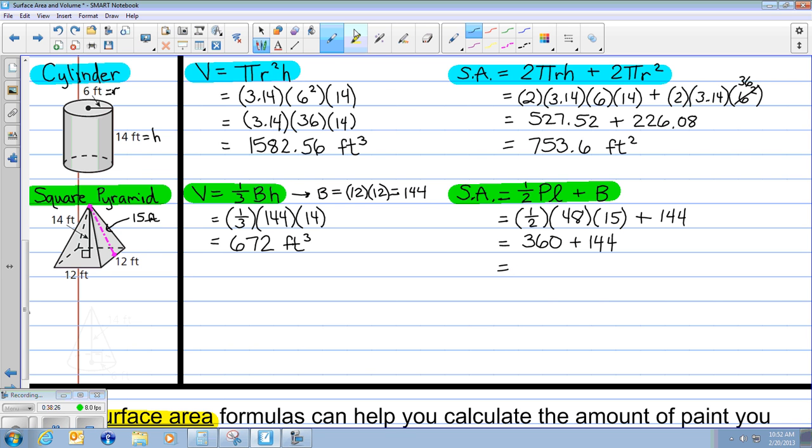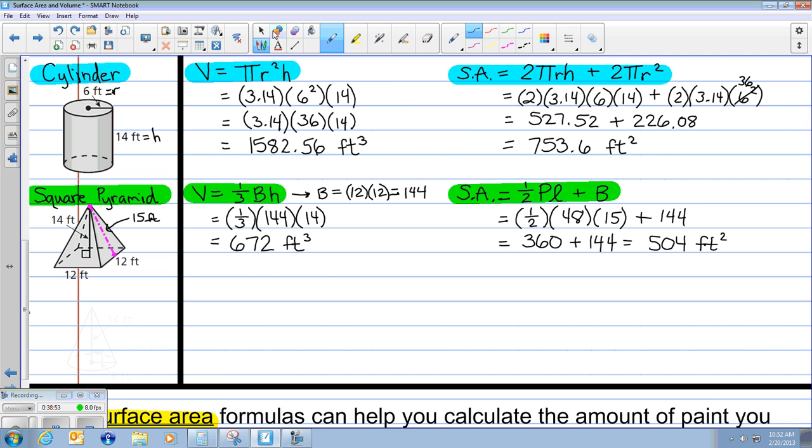And to save space, I'm actually going to just put the answer right over here because I want those lines left for my last problem. So 360 plus 144 is 504. The measurement was in feet. And since we're talking about area, we know that it's feet squared.